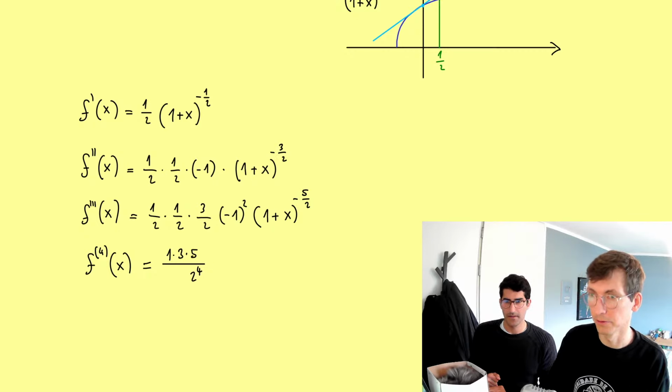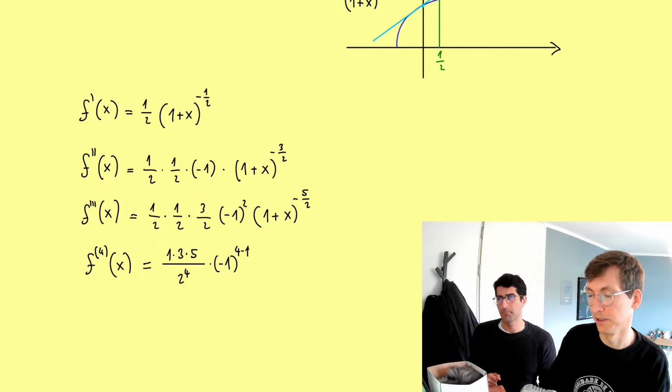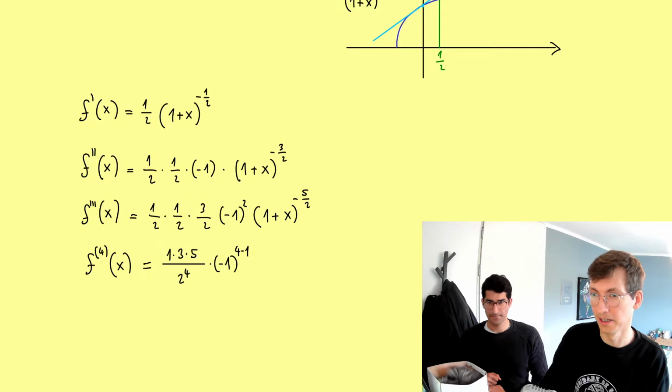And maybe that's good enough for the first part. So this one is the same as before. And we have minus 1 to the power... Should I do it like 4 minus 1? Yeah, maybe I write 4 minus 1 so that you already see it's just 1 less than the derivative. And this one is 1 plus x to the power minus 7 over 2.